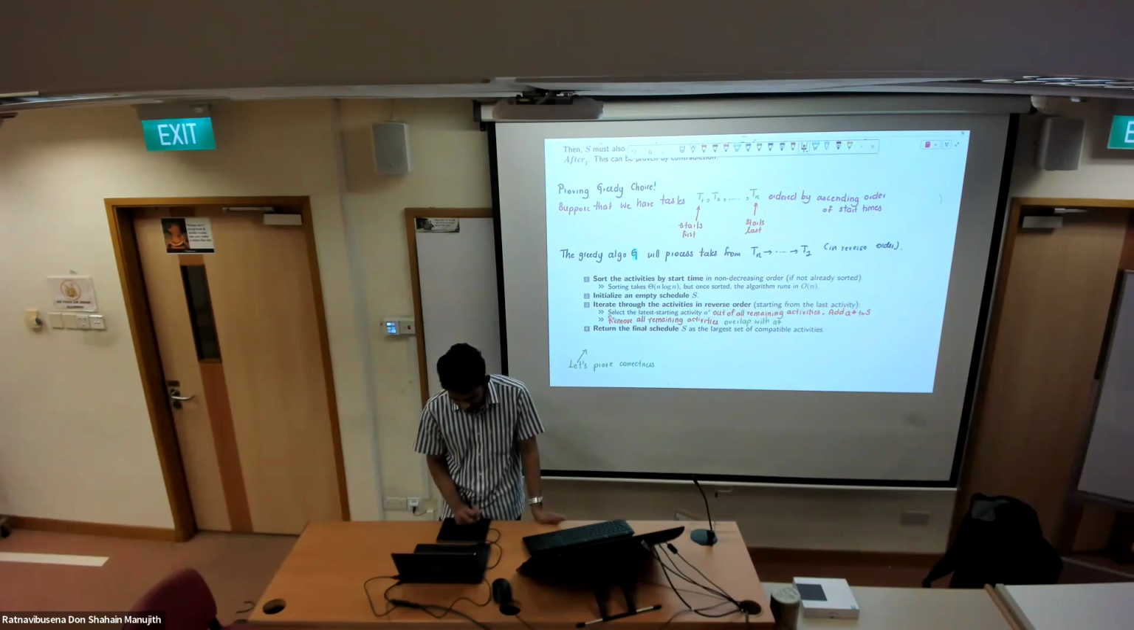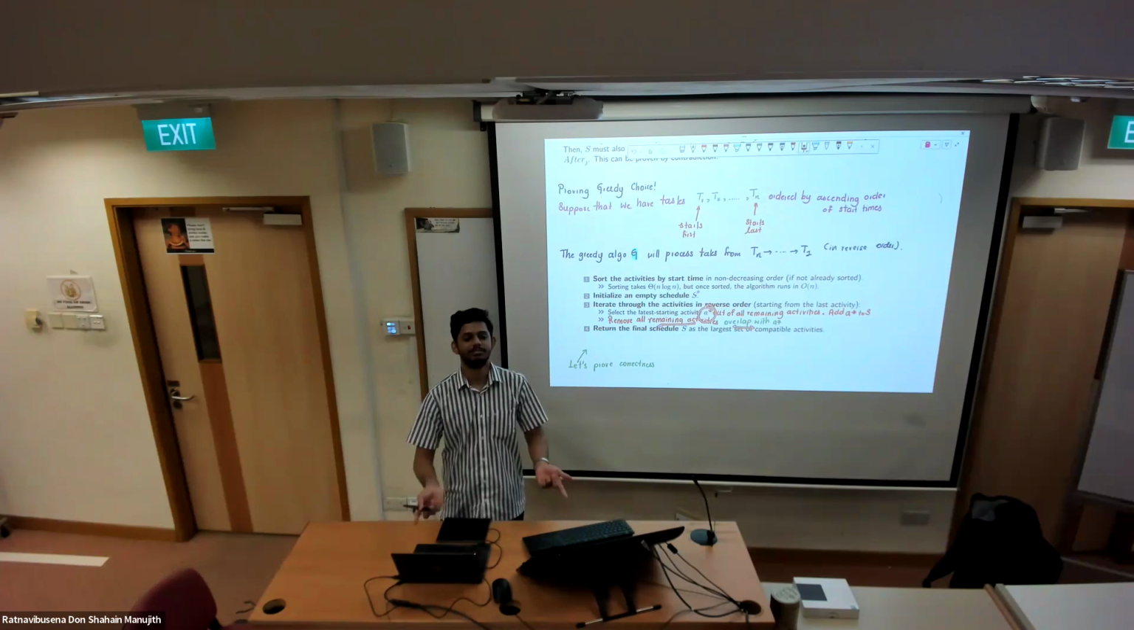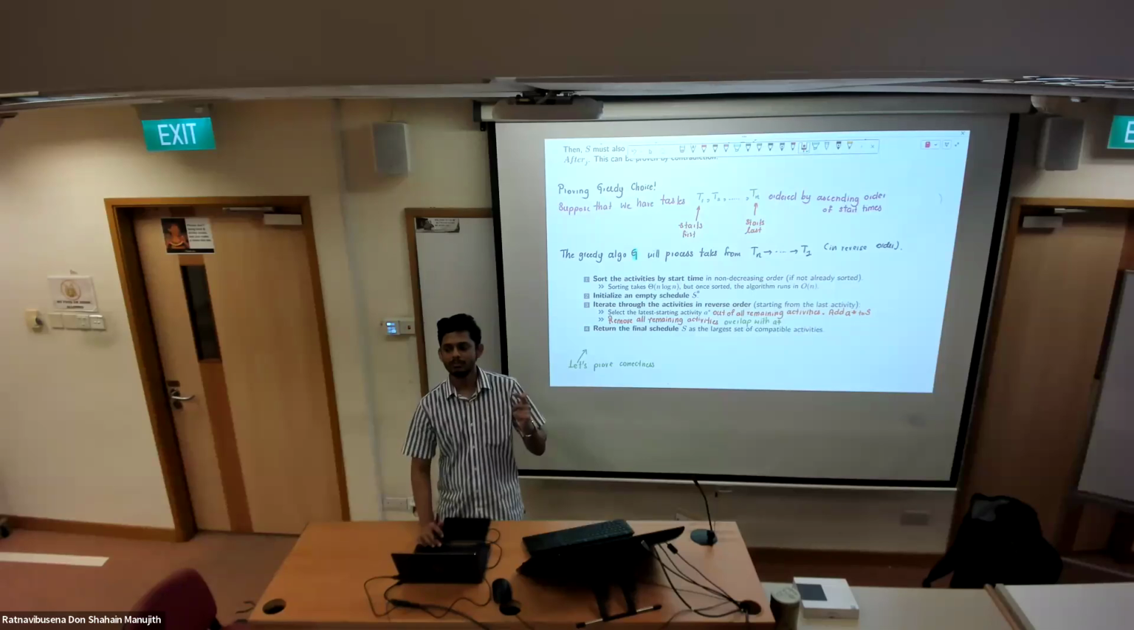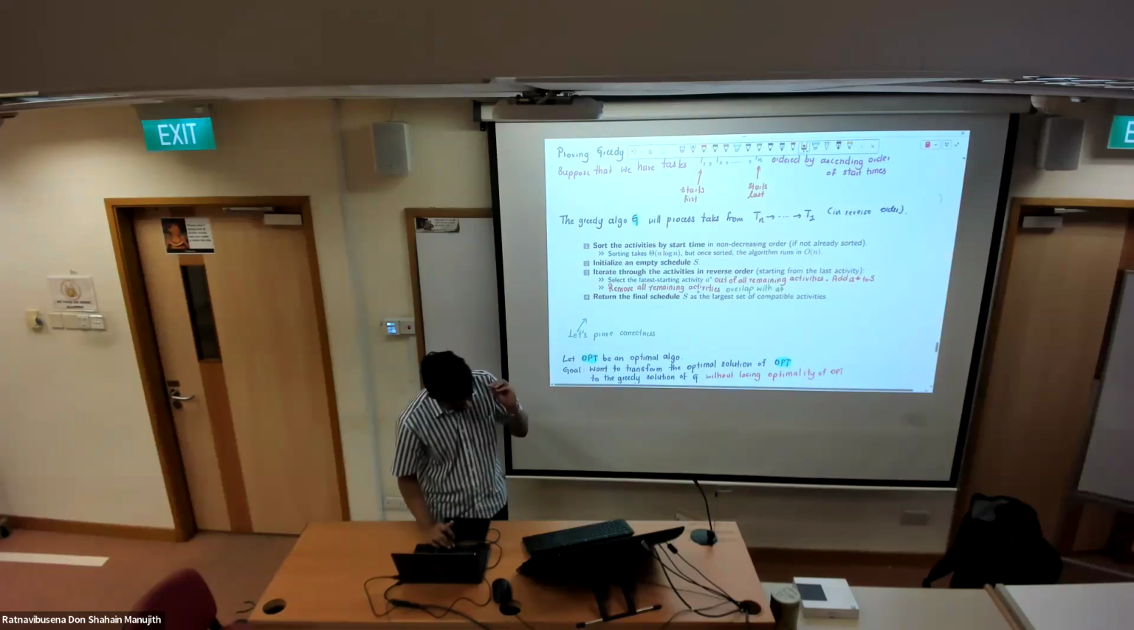that starts the last. That means select the latest starting activity A star out of all the remaining activities. You add it to your answer. And then you remove all the remaining activities that overlap with this one. And then you recurse. Okay, so now let's see why this is correct to do.